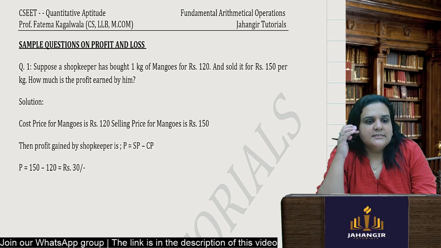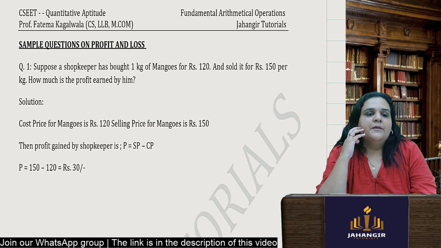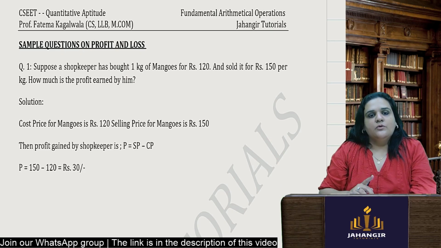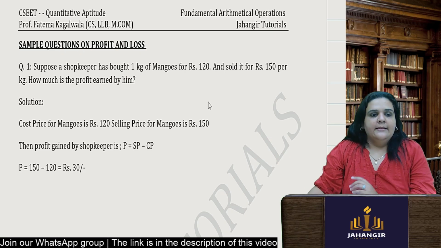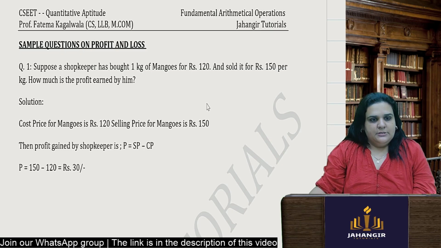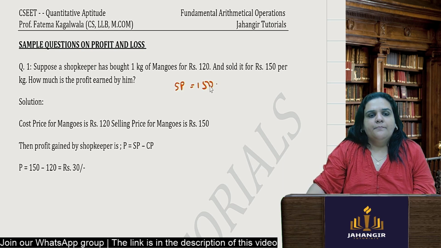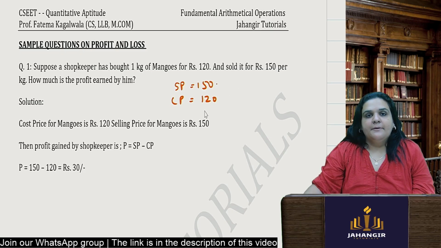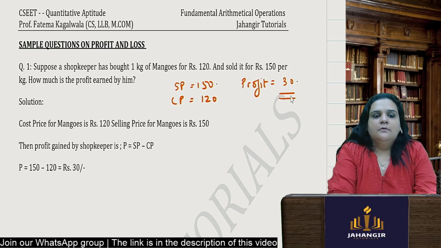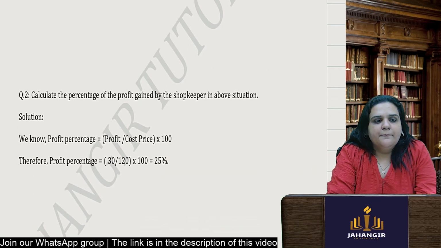Suppose now certain sample questions are there. Suppose a shopkeeper has bought 1 kg of mangoes for rupees 120 and then sold it for 150 per kg. How much profit did he earn? So his selling price is 150. Cost price is 120. I know this is a profit because selling price is more. So profit will be equal to 150 minus 120, 30 rupees. Simple. Profit earned by the shopkeeper.